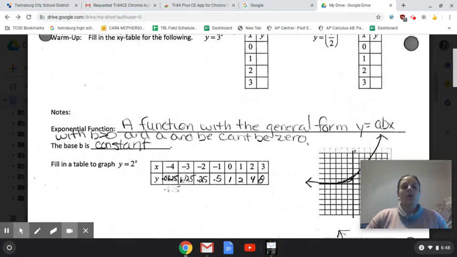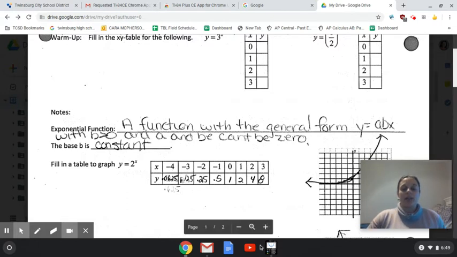So what I want to do, a couple things. I want to show you how to create these tables that are filled in on your calculator. I want to show you how to create the graphs on your calculator. And then I want to talk about how do you know whether it's growth or decay without ever having to grab your calculator. How do you know some of the key features of the graph without having to be relying on your calculator? So what I want you to do now is I want you to grab your calculator.